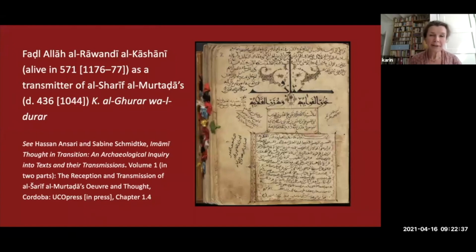And then there is this manuscript with page markers from the Escorial, on which Sabine will elaborate.